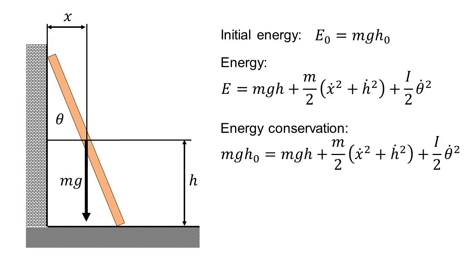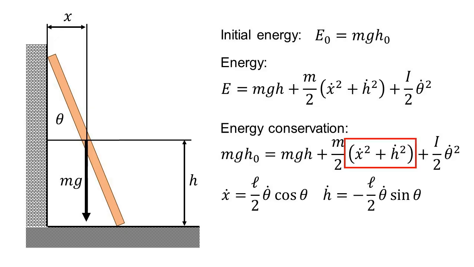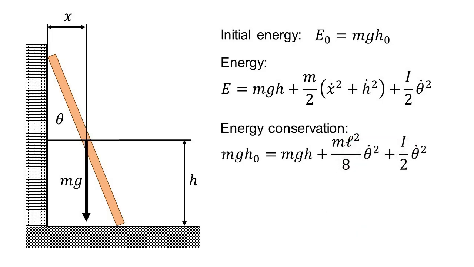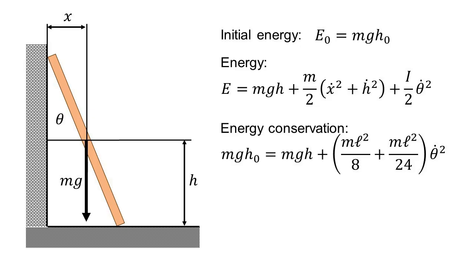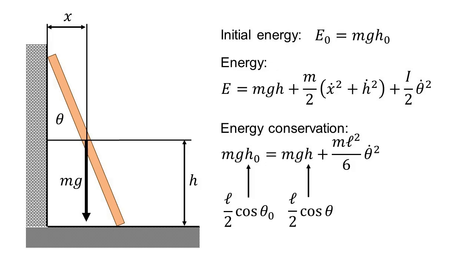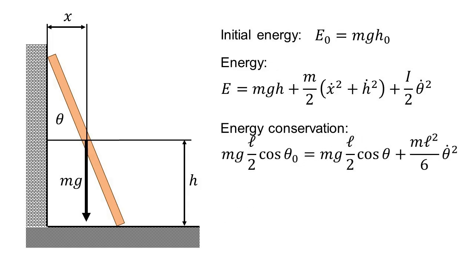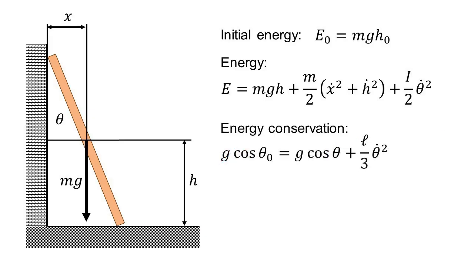Replacing x dot and h dot with the expressions we derived earlier, we can replace this term with L over 2 squared theta dot squared. Combining these two terms and recalling what the moment of inertia is, we can simplify this term. Inserting the expression for h naught and h in terms of theta, and crossing out some terms, we obtain this equation. This is the same equation we derived earlier using forces.